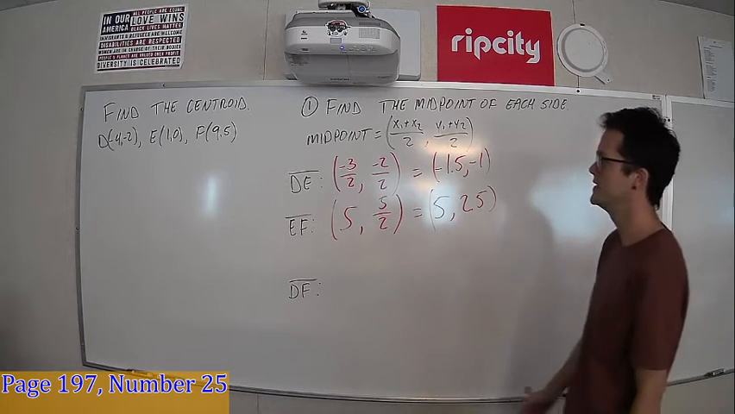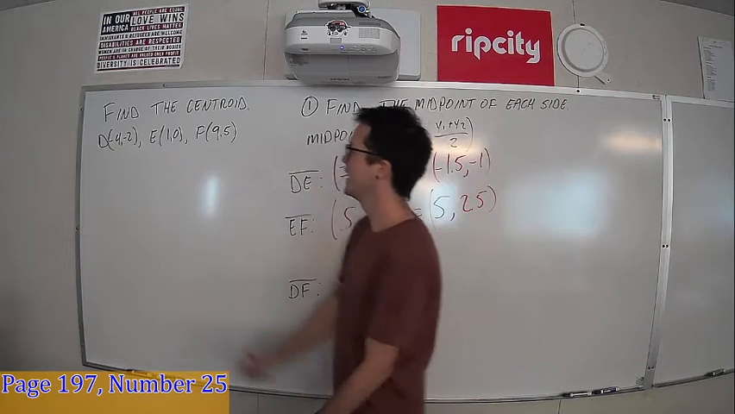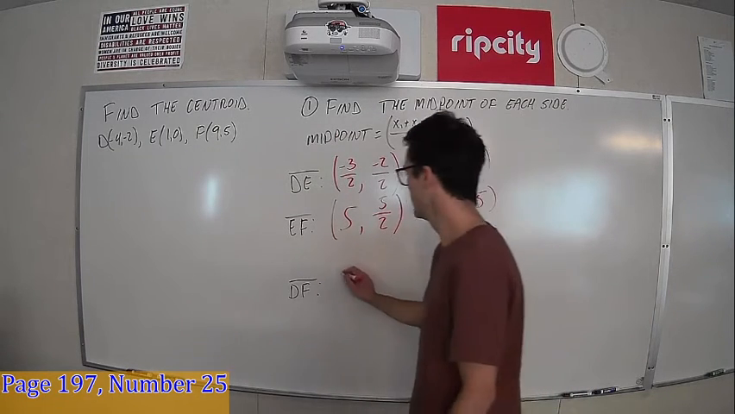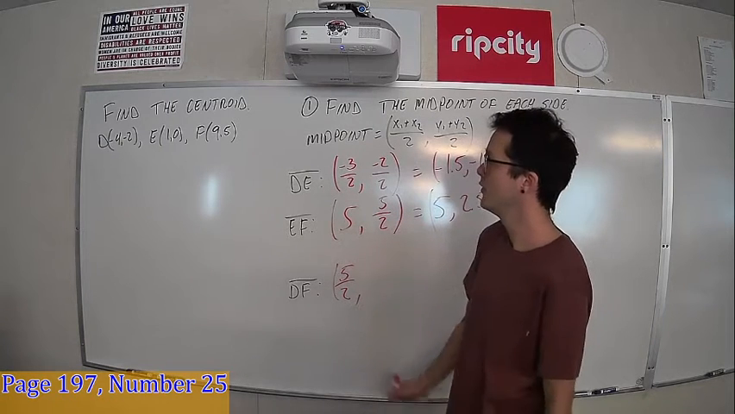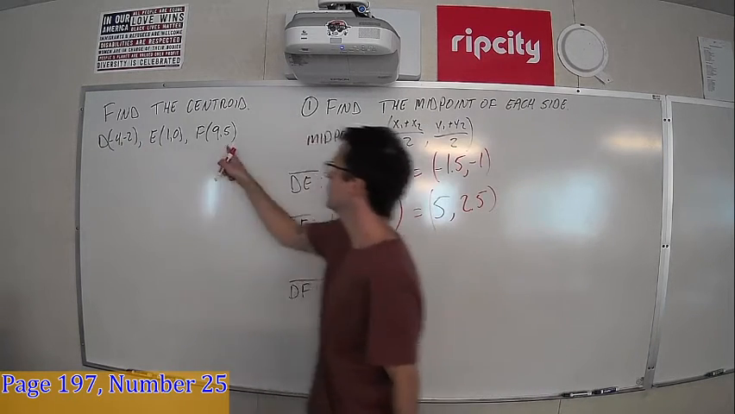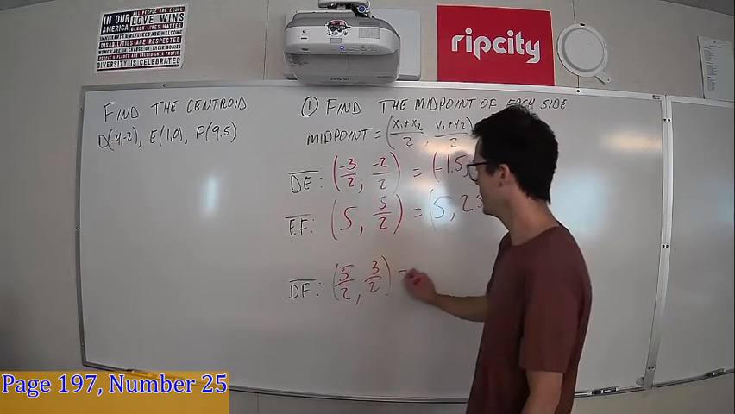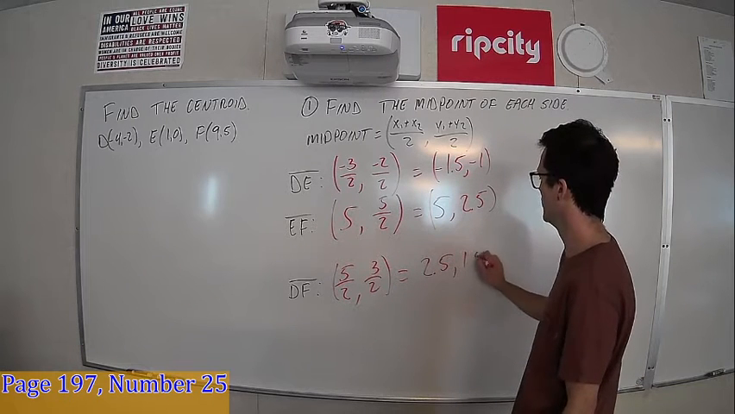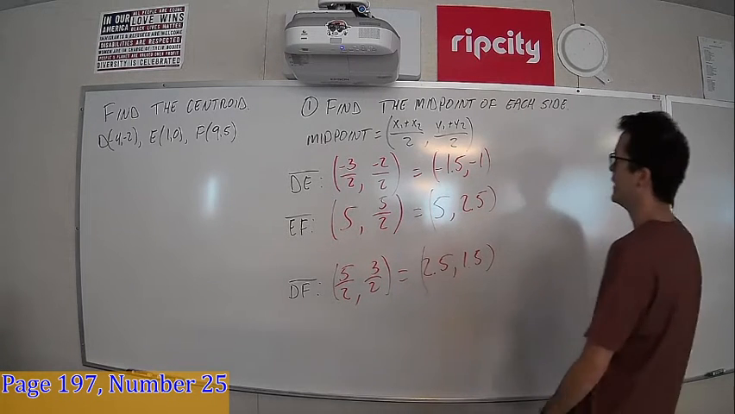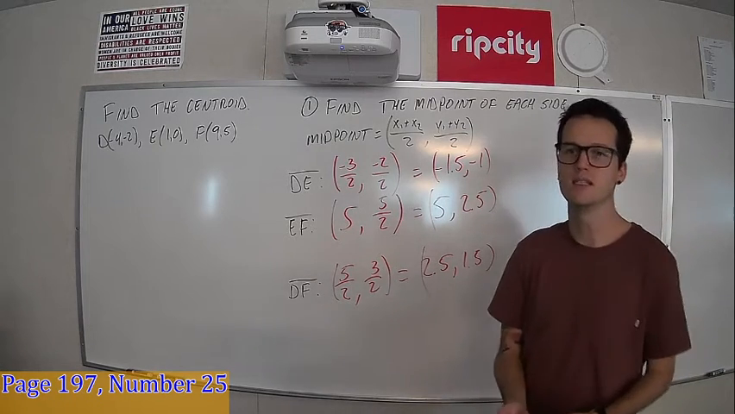Let's find the third, DF. Again, add the x's together. -4 plus 9, that is 5. So this 5 keeps coming up. Add the y's together. -2 plus 5, that is 3. 3 over 2. Again, I'm just going to write this in decimal form. So it's 2.5, 1.5. Our next move, we're going to take these 3 points in red and plot them on Desmos.